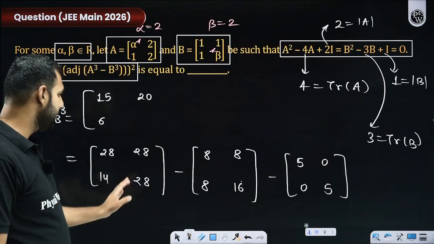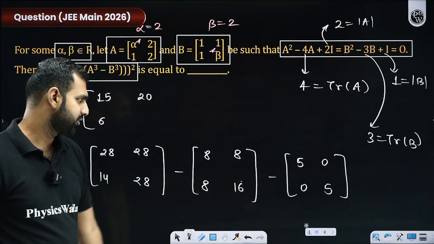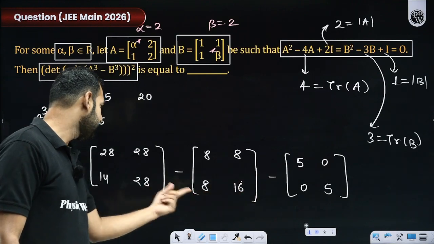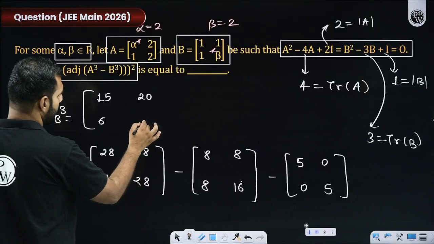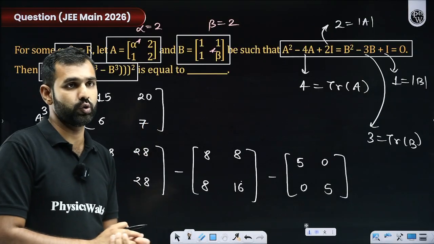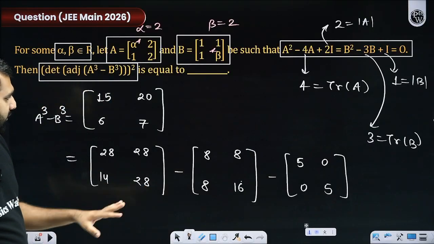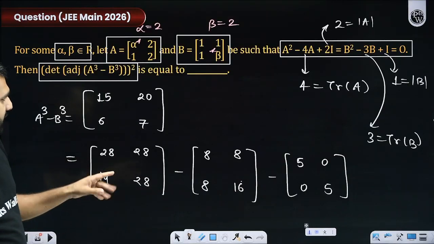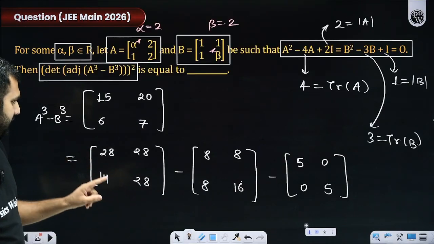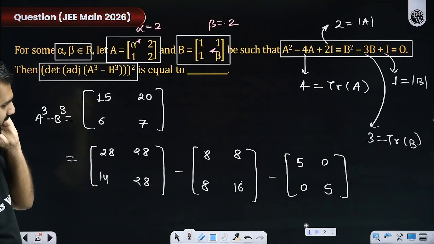Then you have 28 minus 16 minus 5. So 16 plus 5 is 21. 28 minus 21 is what? 7. Correct me if I'm wrong. Can somebody help me with that? I hope this is what you get as a cube minus b cube. So let me just recheck it: 28, 8, 5. So that's 15. 28, 8, that's 20. 14, 8, 0. So that is 6. And 28, 16, and 5, 21, 7.